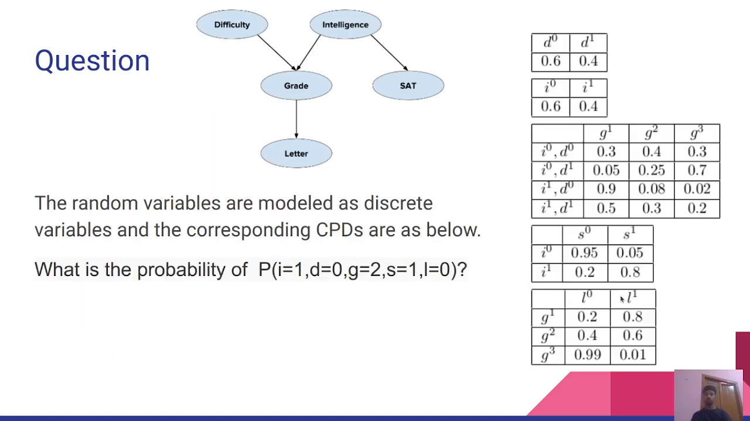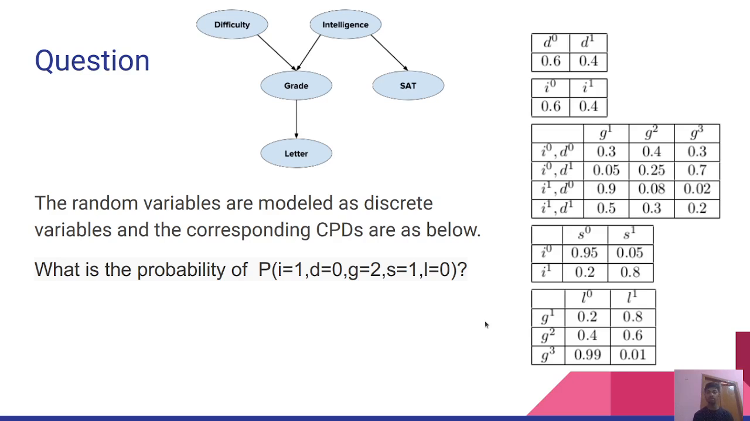Okay, so this is another question. You have these options given, and you have this graph, and we have to find out. So here I means intelligence, D means difficulty, G means grade, S means SAT score, and L means letter. So what is the probability of observing this one? Okay, and you have the tables here.